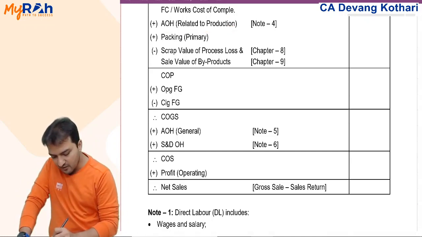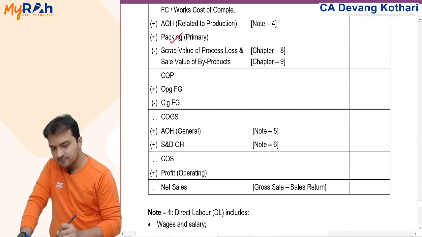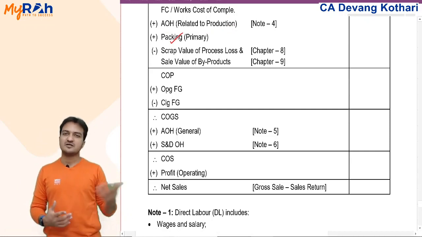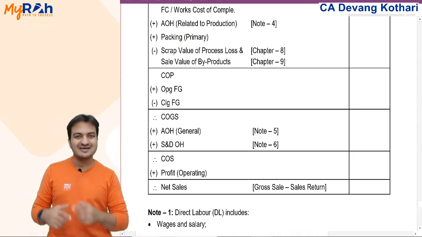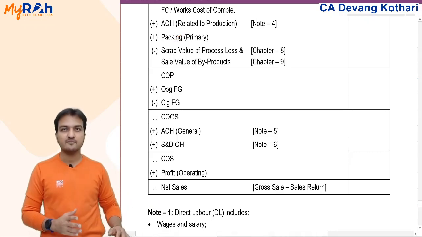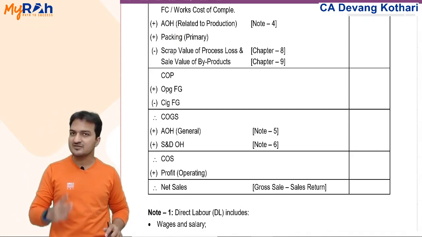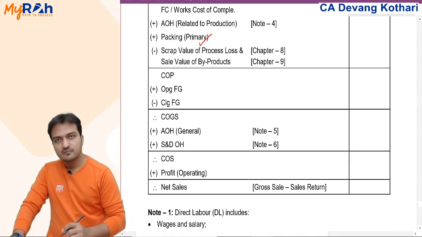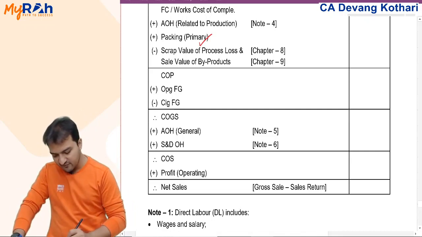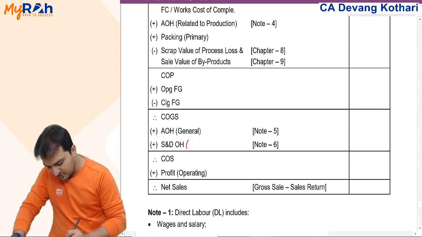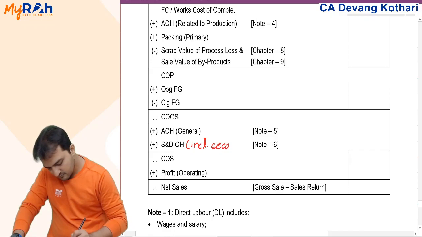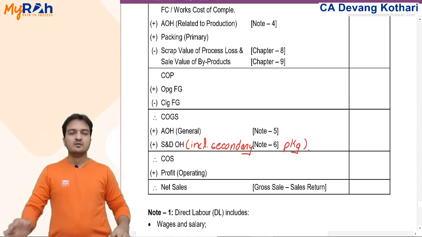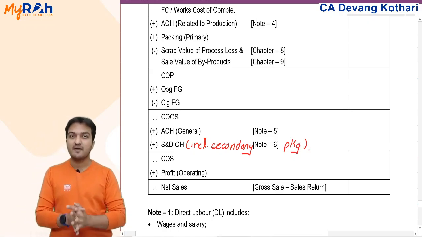Now I have to add packaging cost. Packaging cost, isn't that a part of selling and distribution? Packing material or packing cost? Yes, generally it is a part of selling and distribution, but here I have classified packing cost into two categories: primary packaging and secondary packaging. Secondary packaging will be included in selling overheads, but primary packaging comes separately here.